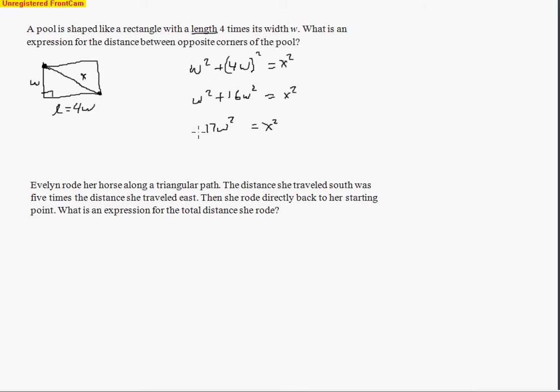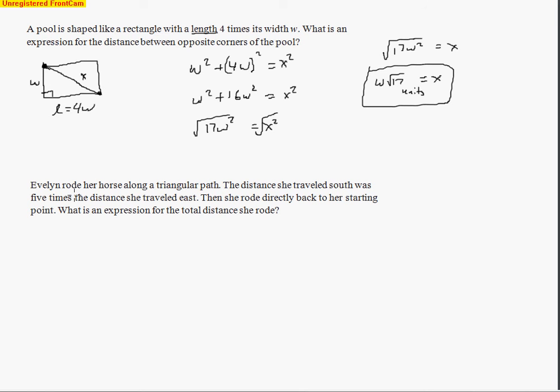Well, to find out what the answer of x is, I have to take the square root. That's going to cancel out the squared symbol. So what I've got is the square root of 17w squared equals x. Well, I've got to simplify that. And w squared is a perfect square. So w square root of 17 equals x. And those are just in units. And that is the simplified form. I don't know what the units are, just said that the length is 4 times the width.